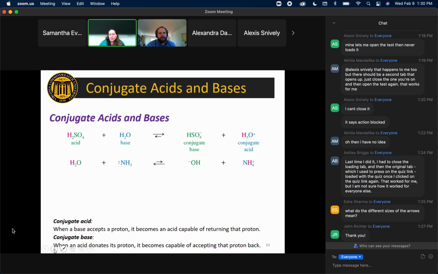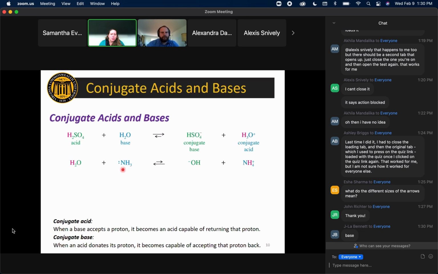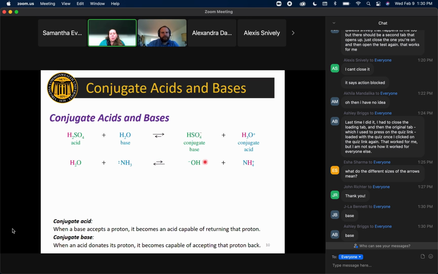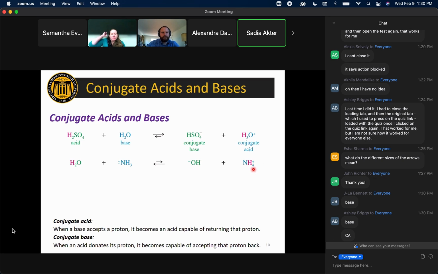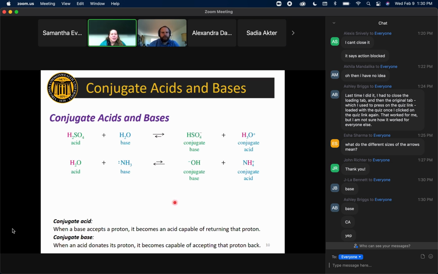What is ammonia acting as? Ammonia is going to be accepting a proton from the water. So that's right, ammonia is acting as a base. All right, what word would you give to the NH4 plus after it's accepted that proton? Okay, somebody put CA. I hope that stands for conjugate acid, and if it does, that's right. So we have our base taking a proton from the acid, and after it does that, it itself becomes an acid, the conjugate acid. Okay, what about this reaction set down here?